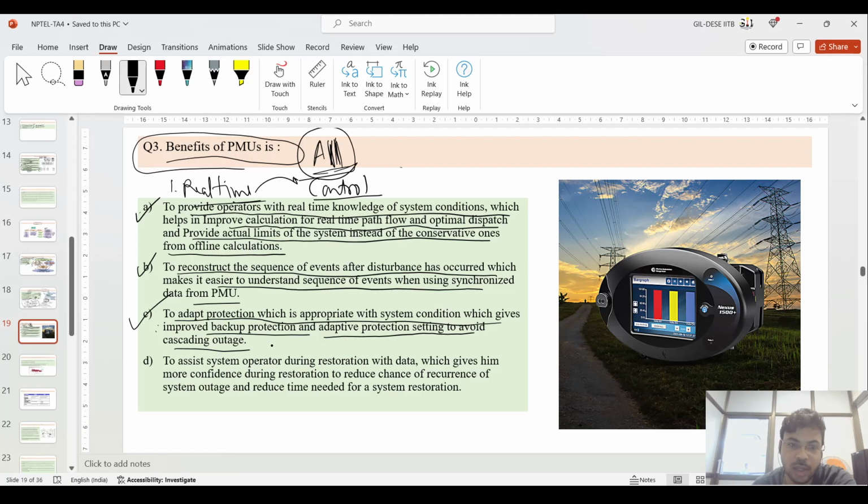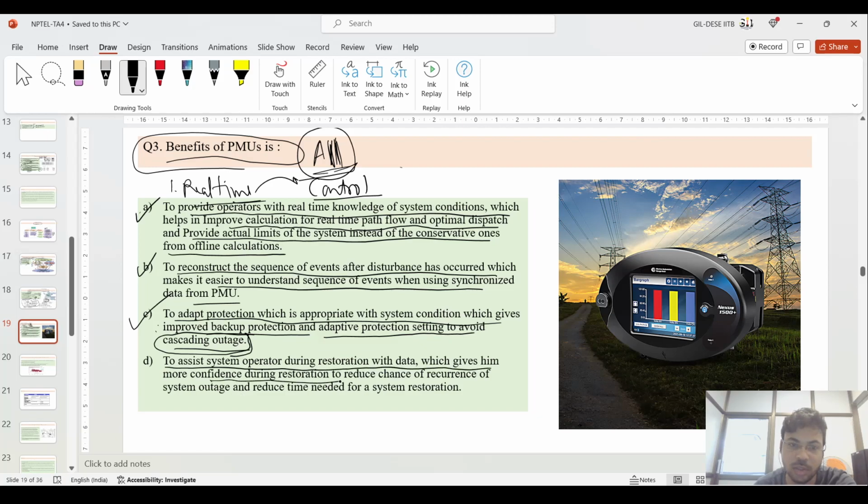That is also true because if you see the blackout which happened in 2011-12, at that point also I have told you that that was actually a reason of this cascading outage. These PMUs give the advantage of avoiding this cascading outage.